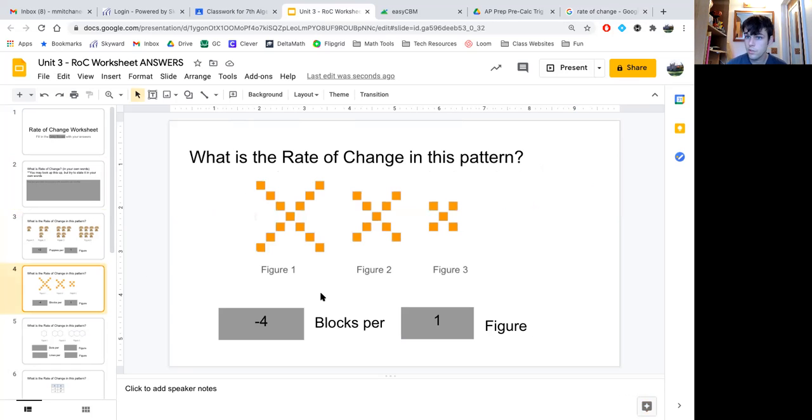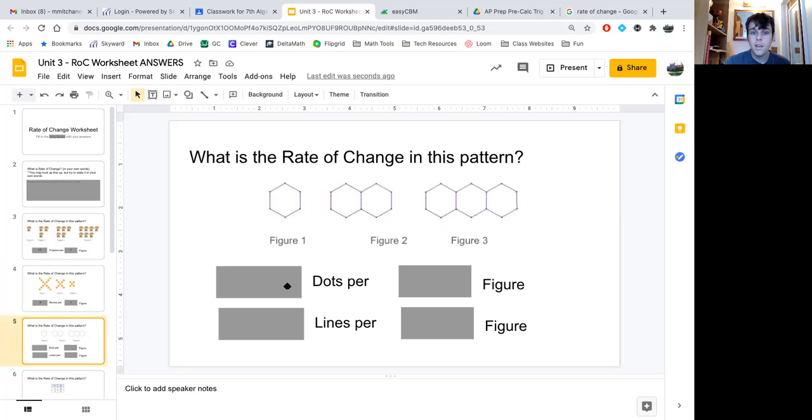What is the rate of change in this pattern? Okay, again, this one's already sort of done for us, but these are the ones we did in class. So figure 1, figure 2, figure 3. Each time we change a figure, we're decreasing, we're subtracting 4 blocks. All right, here we actually have 2 different rates of change that we can talk about. This one might be worthwhile to actually put some writing down.